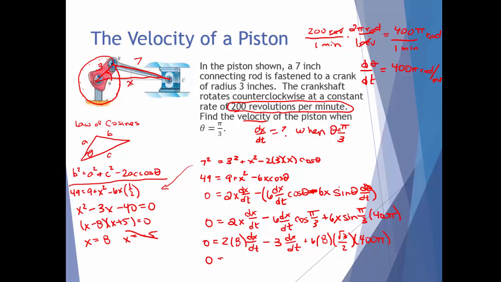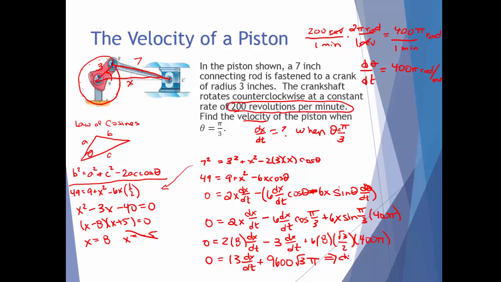So we know that this is 16 dx dt minus 3 dx dt, so that's 13 dx dt. And then this is 48 times 400, but divide it by 2 and then multiply it by the square root of 3. So that's 9600 square root 3 times pi. Okay? So when you solve this for dx dt, you just subtract the 9600 pi times the square root of 3 over and then divide by 13.